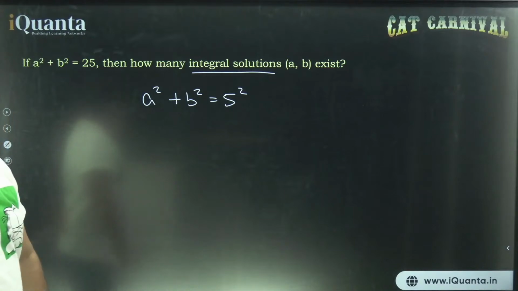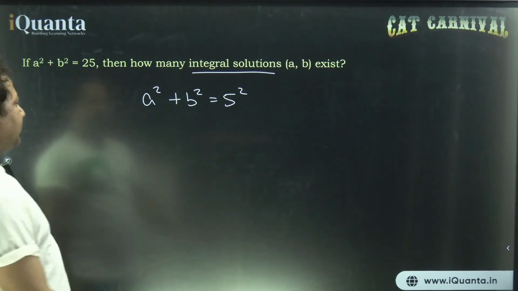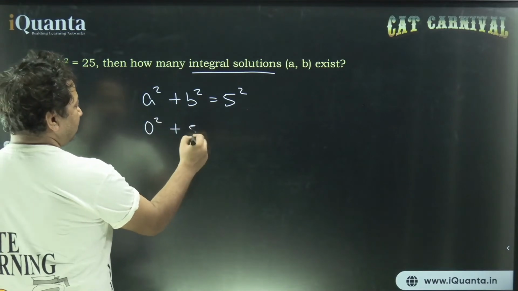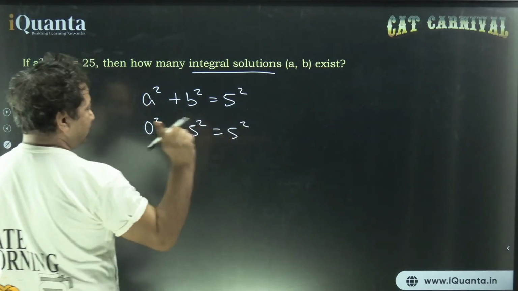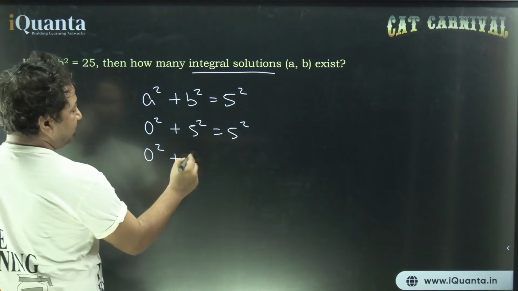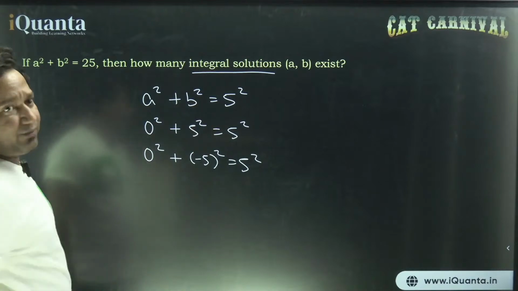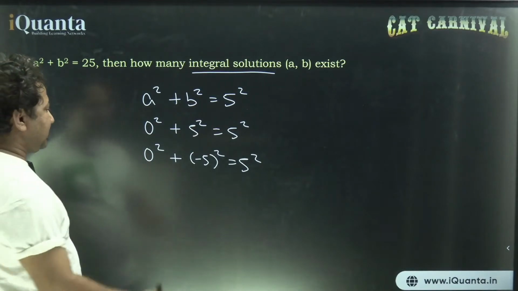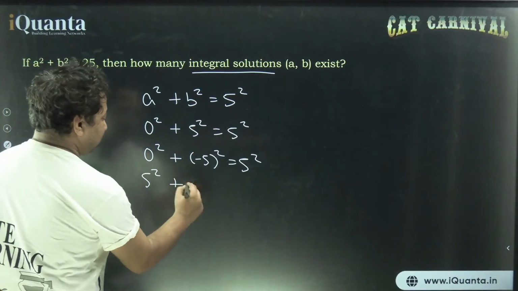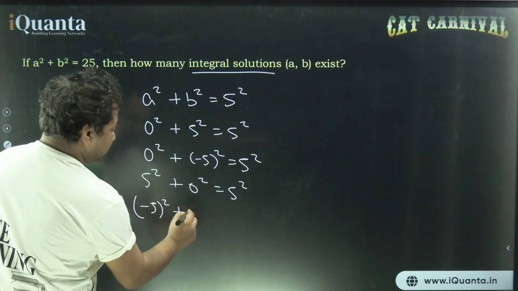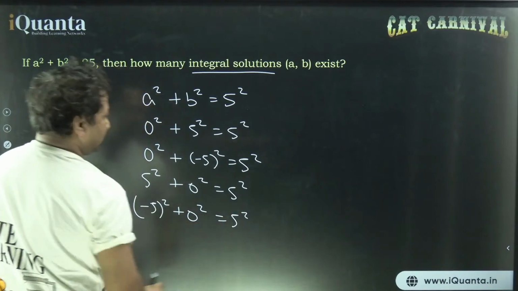The simplest triplet is 3, 4, 5, isn't it? So we can have 0 square plus 5 square is 5 square, solution number 1. We can also have 0 square plus square of minus 5, that is 5 square. Why? Because integers are also allowed. We can take negative numbers, isn't it? 5 square plus 0 square is also 5 square. Square of minus 5 plus 0 square is also 5 square.